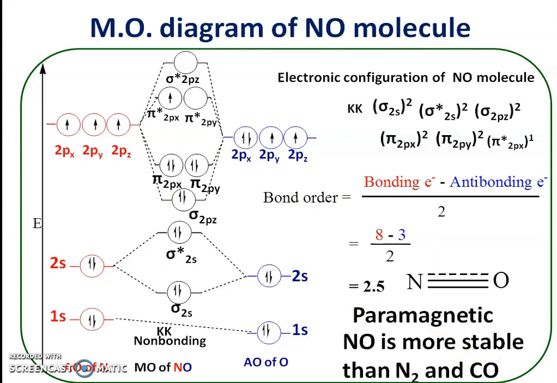And this is about the molecular orbital diagram for nitric oxide. The highlighting points for this molecular orbital diagram are: there is one unpaired electron, and because of this it is paramagnetic. Its bond order is 2.5, and nitric oxide is more stable than nitrogen and carbon monoxide, even though its bond order is 2.5, whereas in the case of nitrogen and carbon monoxide the bond order is 3 in both cases.